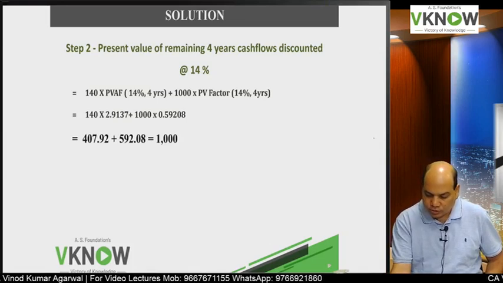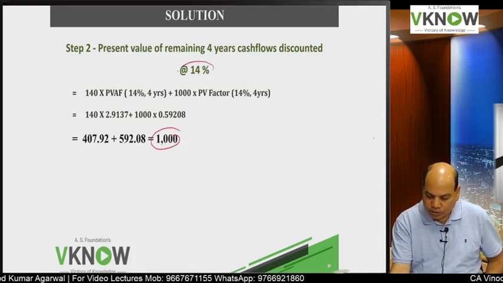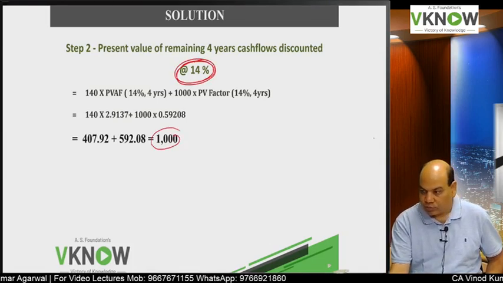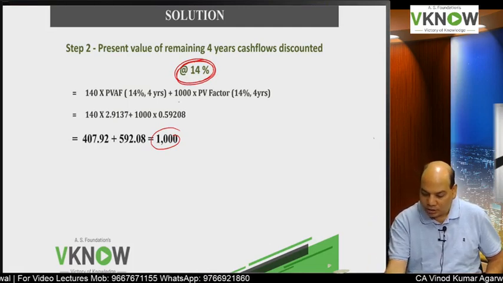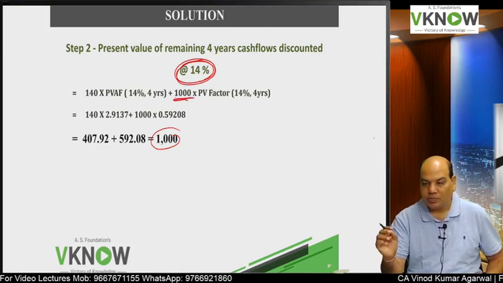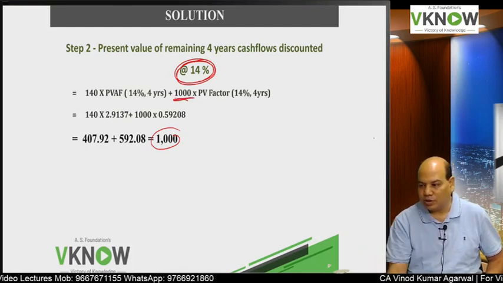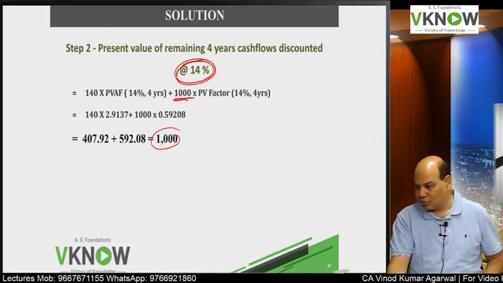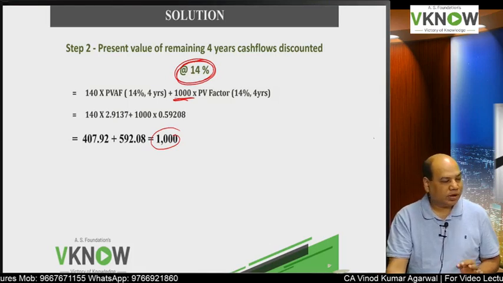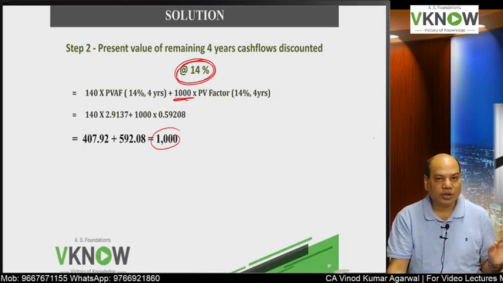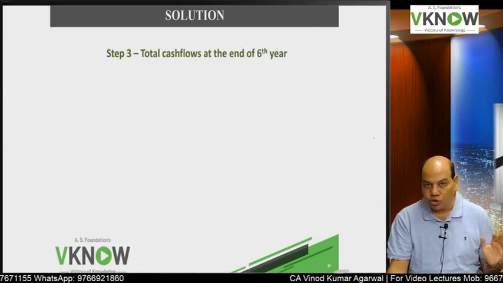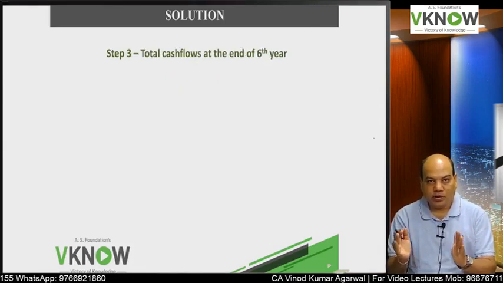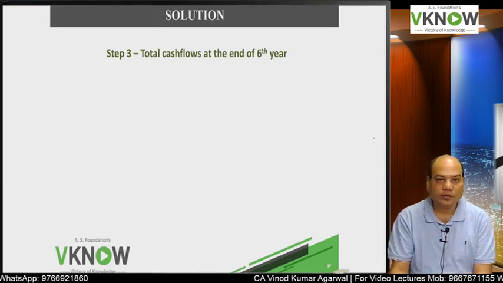Remember your first question. If the coupon rate is 14% and the discount rate is also 14% and the redemption is at par, the present value will be equal to face value. So if suppose we don't have time, then we can directly write 1000 because coupon rate and discount rate both are 14%. So I will add these two numbers now. That will give me the total cash flow at the end of 6th year.